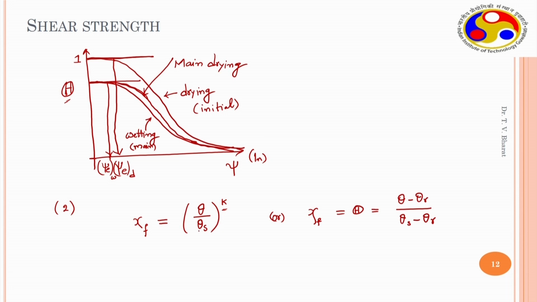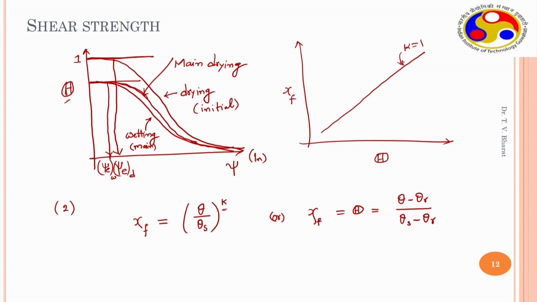So, for example, I will plot it here. This is xi f and this is theta, big theta. For k equal to 1, this exhibits a linear relationship. For other k values, for example k equal to 2, it exhibits this behavior. For k equal to 3, the non-linearity increases. This is how it varies.